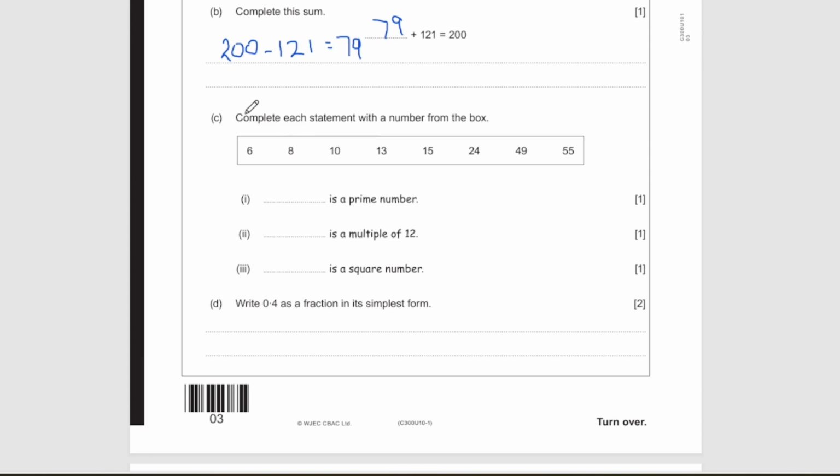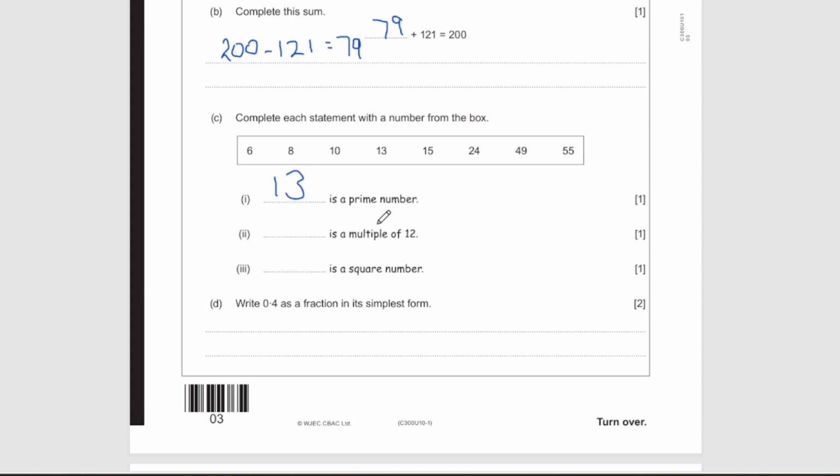Question C, complete each statement with a number from the box. So something is a prime number. So one of these numbers is a prime number. A prime number, you can only divide it by 1 and itself. So which of these numbers can you only divide by 1 and itself? That would be 13. So 13 is a prime number.